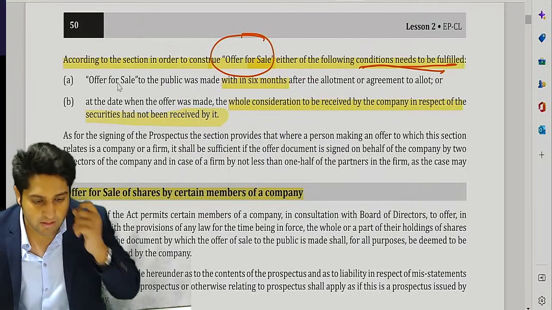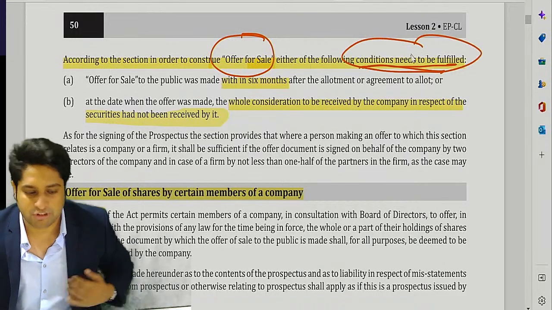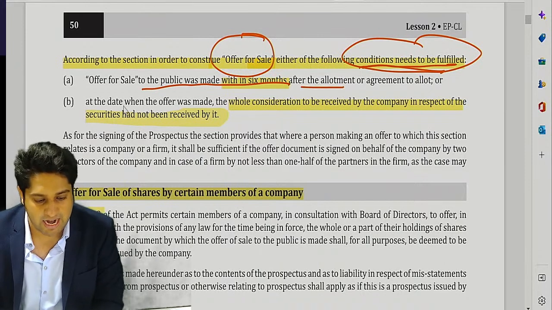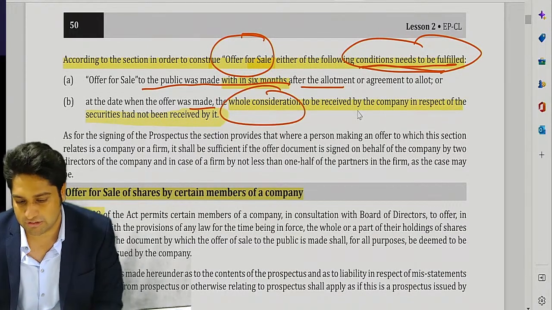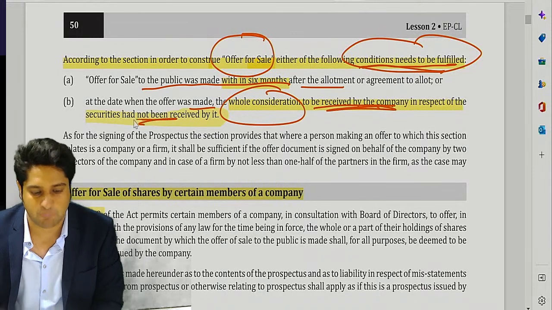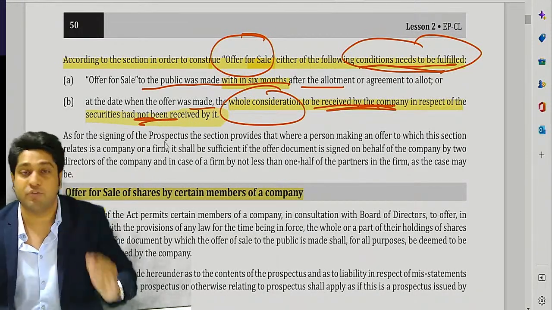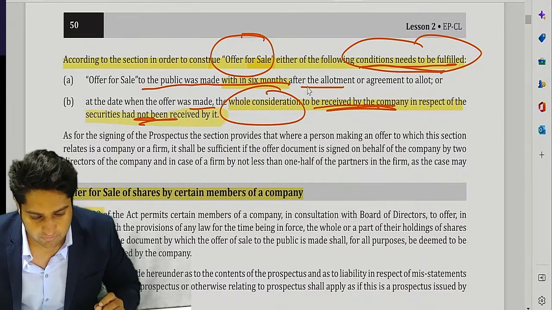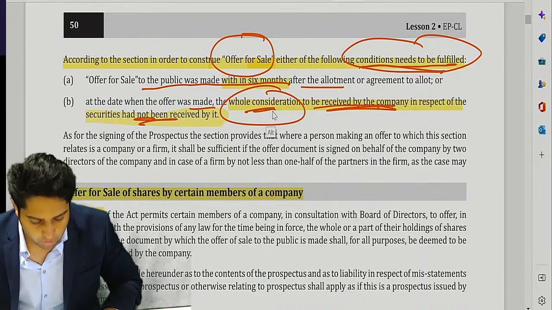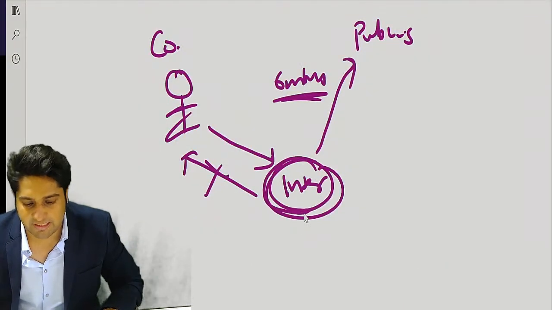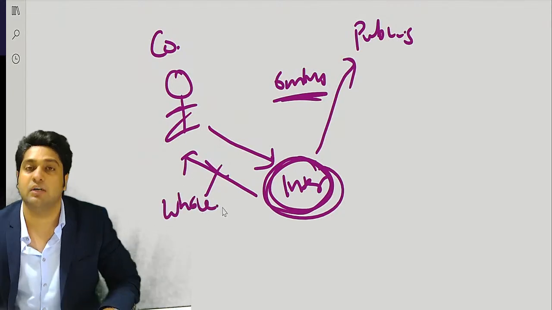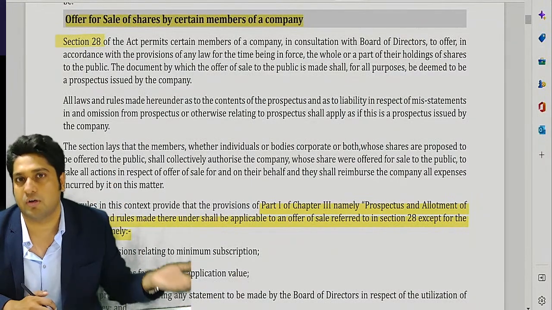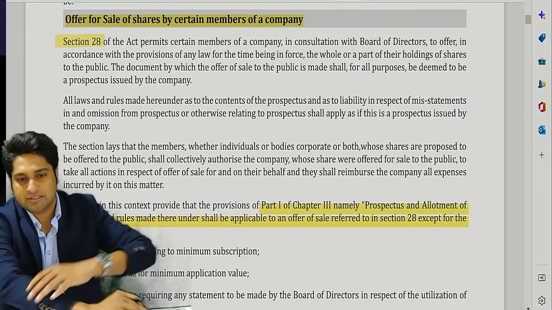So let's read. Either of the following conditions need to be fulfilled: that the offer to the public was made within 6 months of the allotment, and at the time when the offer was made, the whole consideration to be received by the company has not been received. So at the time of allotment to the public, the intermediary has not yet paid the whole consideration. If these two conditions are fulfilled, then all the rules of prospectus shall apply to this offer for sale as well.